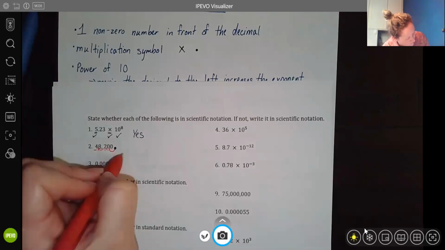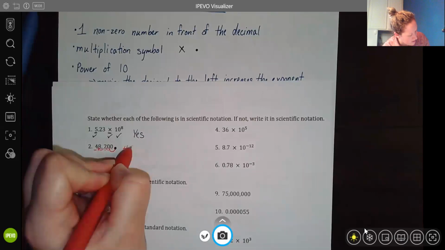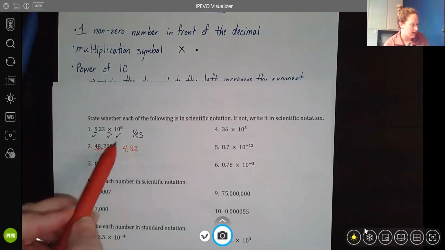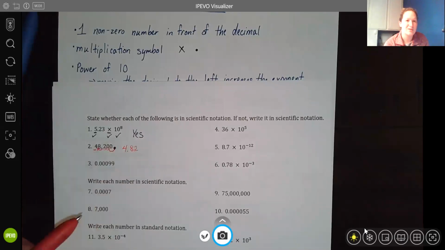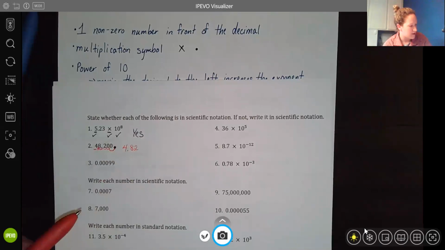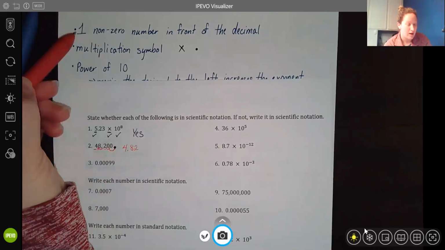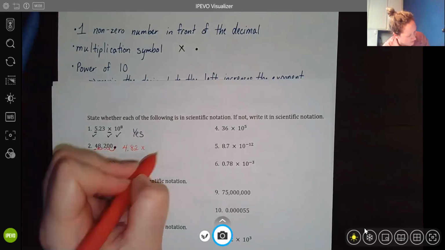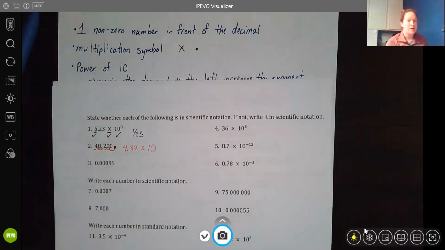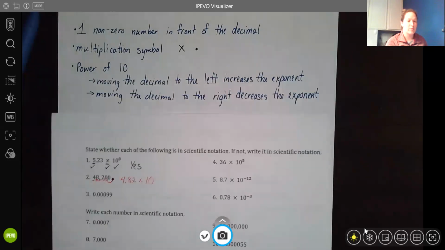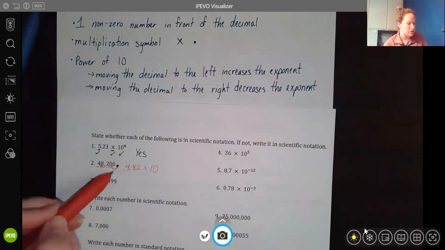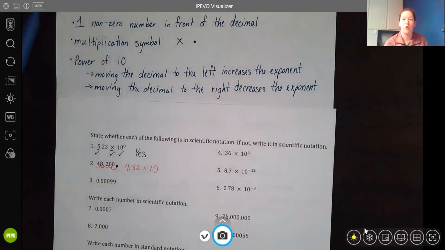So that's 4.82. I need to include all of the numbers up until I get to a bunch of zeros. Once I get to those zeros that are just placeholders, we drop them off the end there. So now I have one non-zero number. I need to add my multiplication symbol, and then I need to write a power of 10. Okay, so I gave you some hints here about powers of 10. So we moved it to the left, which is going to mean my exponent is going to go up.